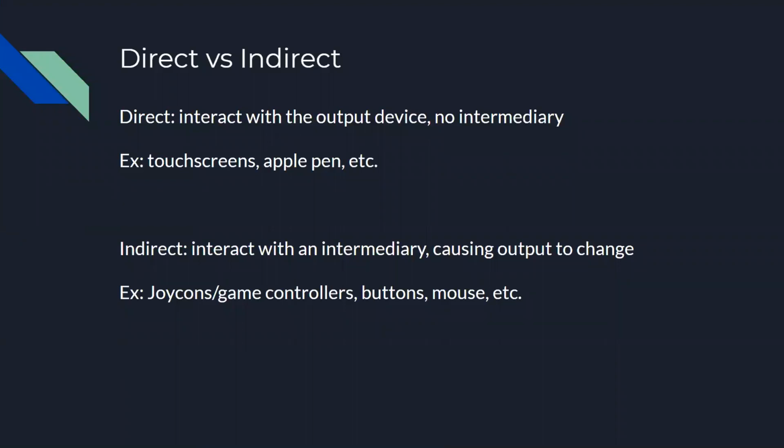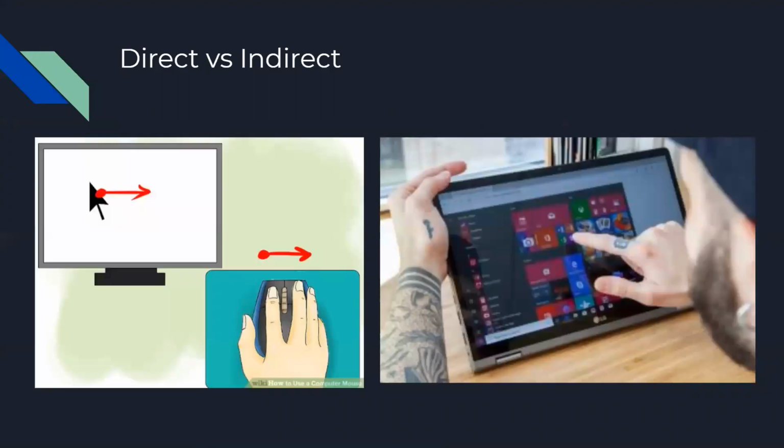Indirect input is where you're interacting with an intermediary, and that intermediary then causes the output to change. Good examples of this are a mouse or a game controller. On the left picture, we can see someone using a mouse. And as the red arrow indicates, if you move your intermediary, which is the mouse, to the right, it will cause your output, or the cursor, to also move to the right.